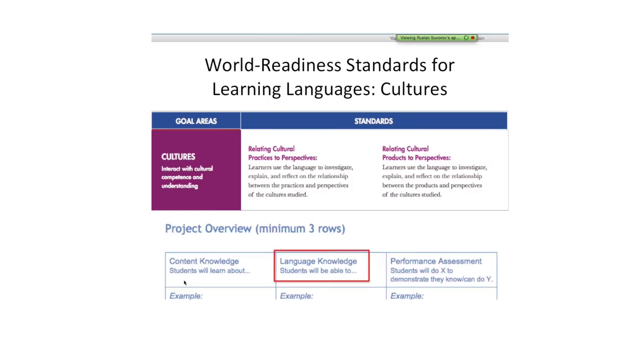And what I would like to mention is that when you look at the project overview table, we include culture as part of language knowledge. So when you work on this table, when talking about how your project will help the learners develop their understanding of the target culture, those things should be mentioned in the language knowledge column. I'm not going to dwell on the topic of culture in this lesson because you will learn more about infusing culture in project-based language learning in lessons 6 and 12.